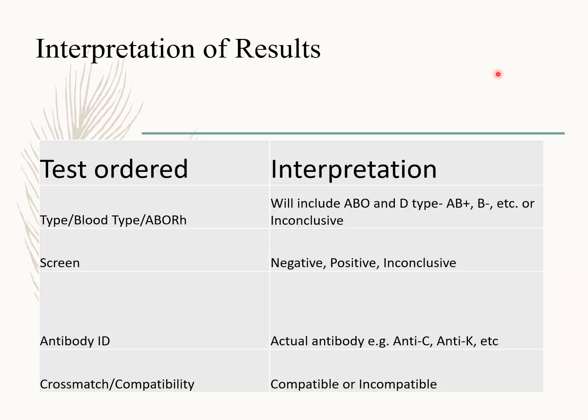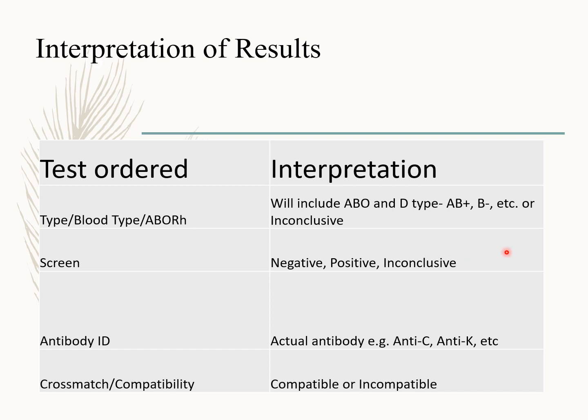So different hospitals or facilities will name the test differently. For a blood type, they might say blood type, ABO-RH, ABO-D. The interpretation should include the ABO type and the D type. So you'll have AB positive, AB negative, or whatever. If it is an ABO discrepancy and your facility doesn't have the means to investigate enough to be able to resolve the ABO discrepancy, then you would report it as inconclusive. The screen would be just interpreted as negative, positive, or inconclusive.